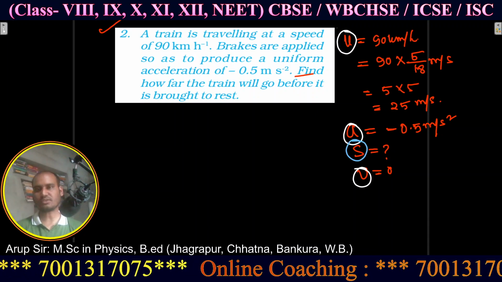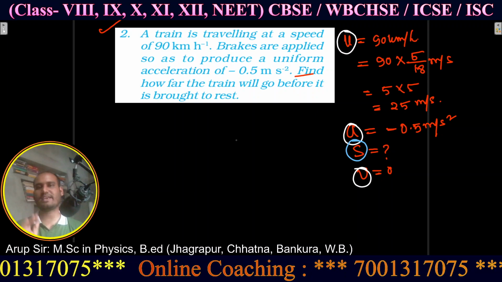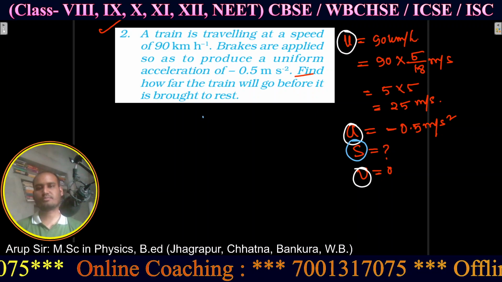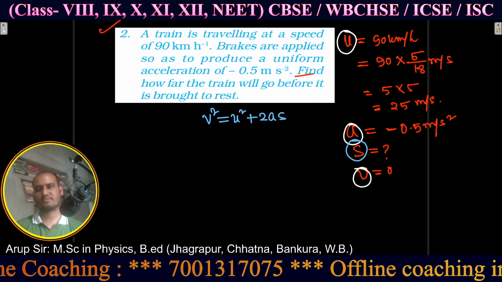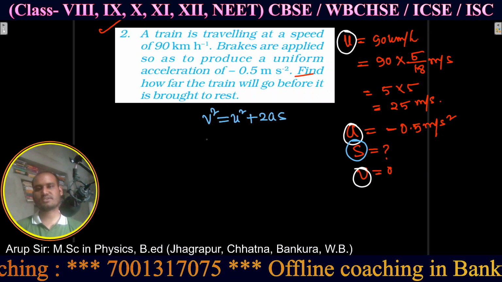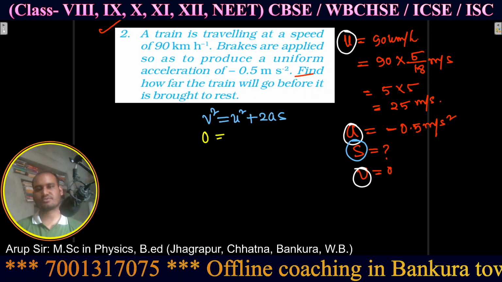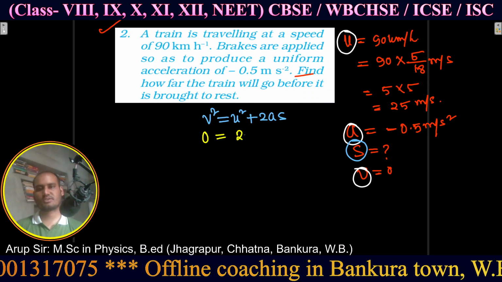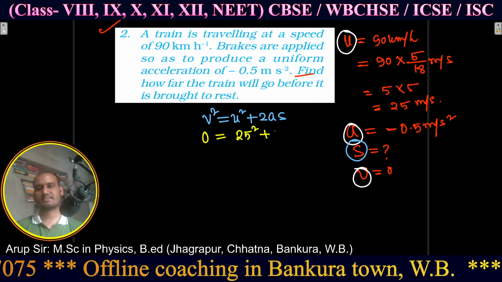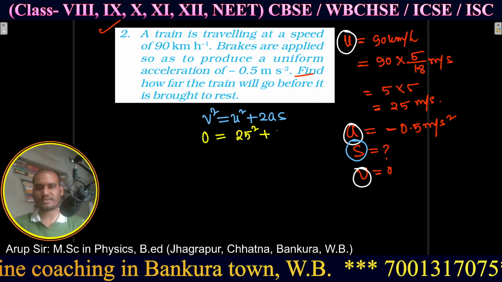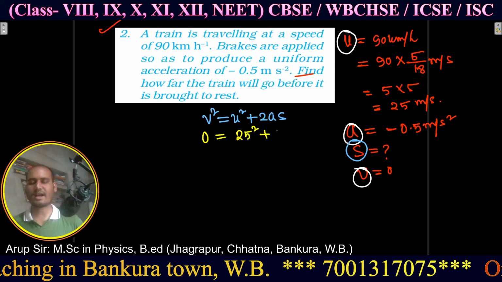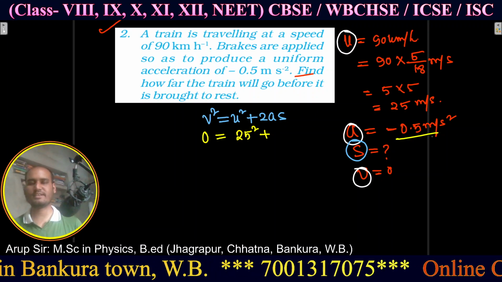S. What is the formula related to AUVS? Formula is V square is equals to U square plus 2AS. V square means 0 square, so 0. U square means 25 square. Plus, why I am using positive sign, because I am taking already here the negative sign.